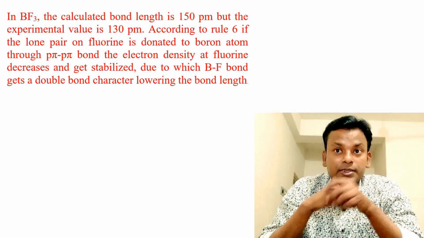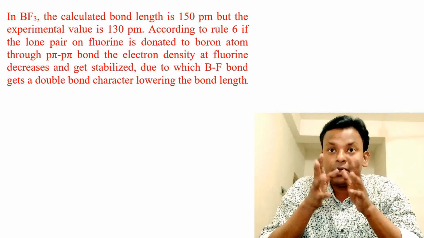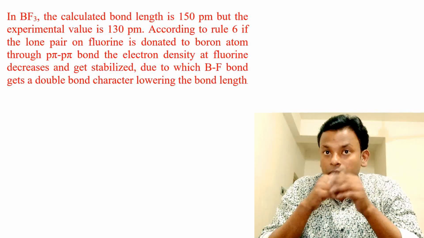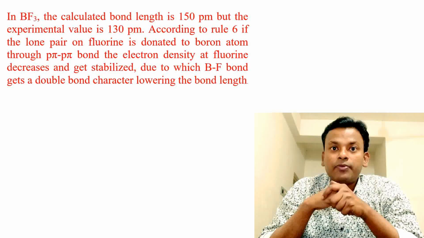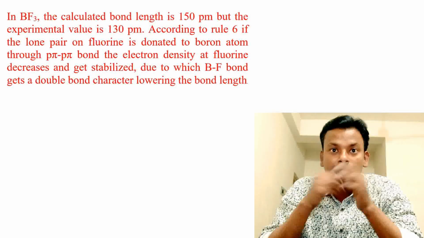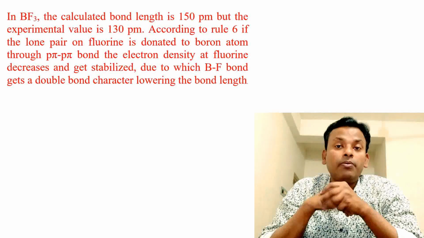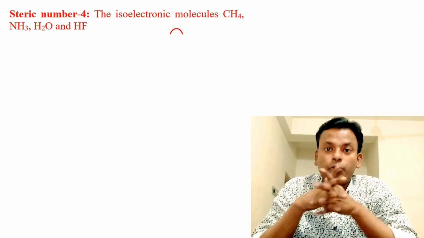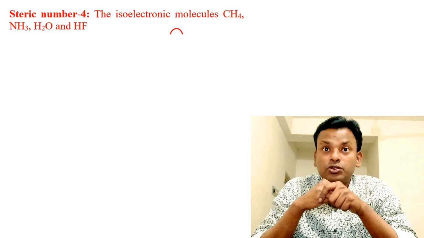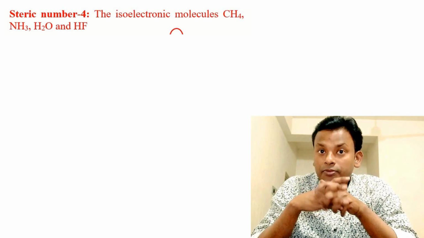According to rule 6, if the lone pair on fluorine is donated to the boron atom through p-pi bonding, the electron density at fluorine decreases, and it gets stabilized, due to which the B-F bond gets a double bond character, lowering the bond length. Steric number 4. The isoelectronic molecules CH4, NH3, H2O and HF, and their structures are presented.